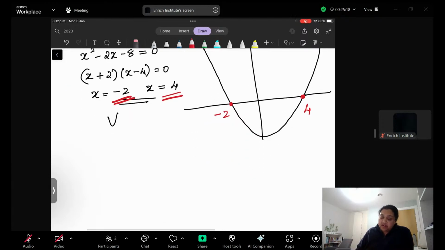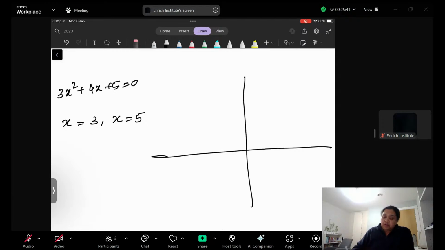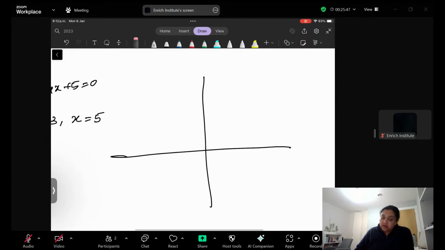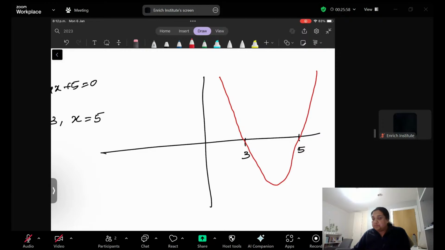Let me take another example. I'll come back to this question. If I have the roots as x is equal to 3, x is equal to 5, how do we draw a graph? And suppose the equation is 3x square plus 4x plus 5 equal to 0. Just imagine, it's not the correct solution, but just imagine. Now to draw the graph, you just draw this and you draw a U shape. You should draw the U shape in such a manner that this point is 3 and 5, and the graph will touch 3, and then the graph will touch 5 and it will go up.